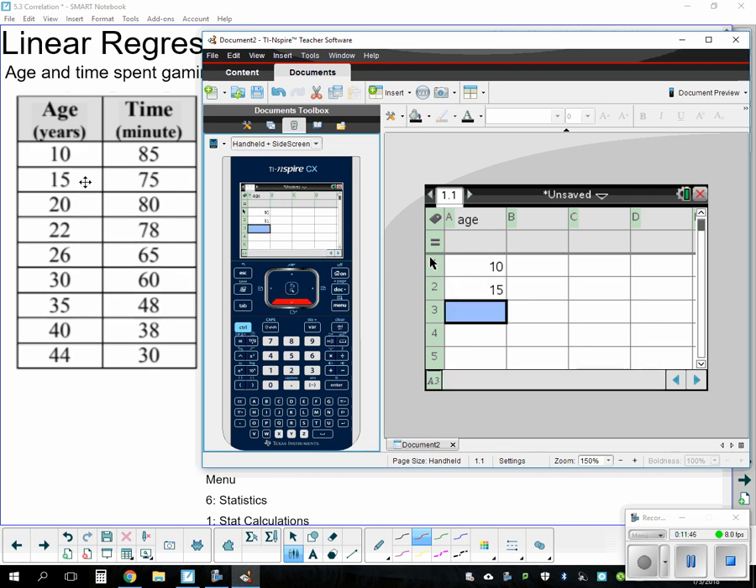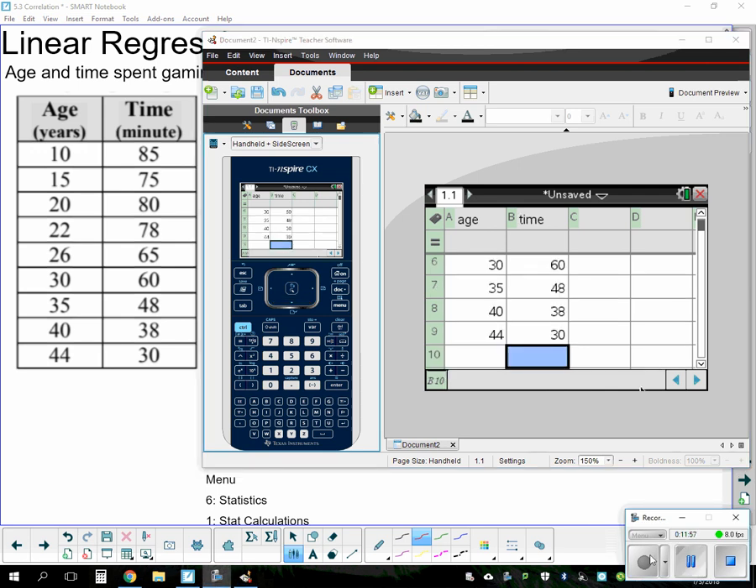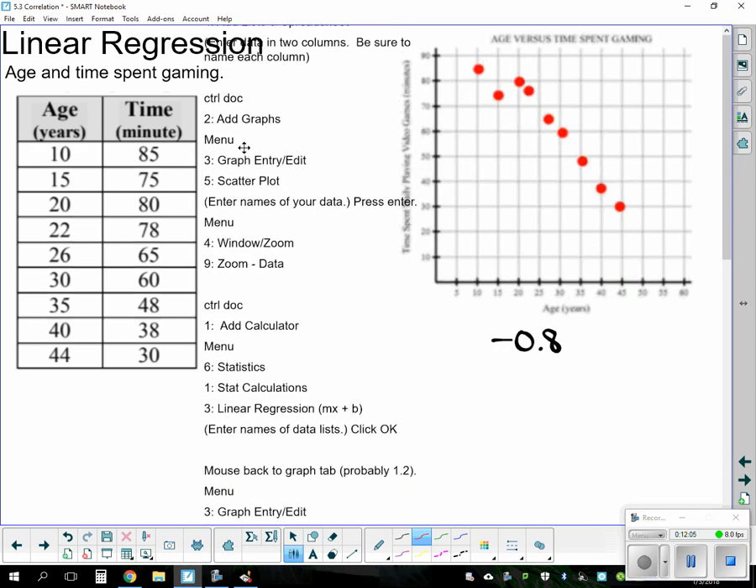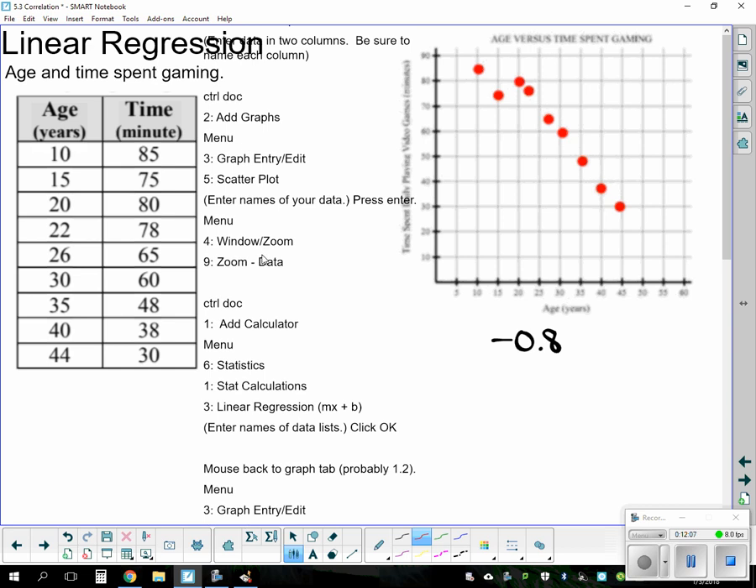Go ahead and pause the video, do that, and then also do time and those numbers there. Pause the video, finish that up. Now that you have everything typed in, now we're going to make the scatter plot. Okay, so this is the second set of directions here.